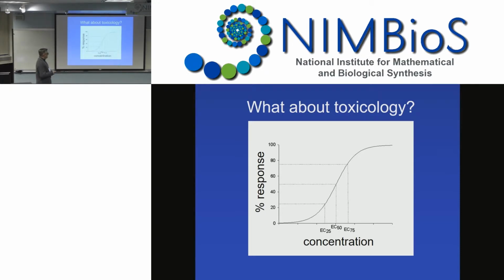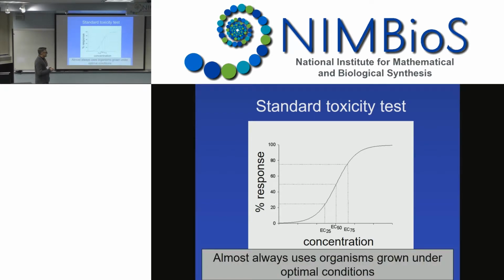You change the concentration, you see what percentage of your population of organisms is responding, so whether this is death rates or something like that. And then you use that to calculate an effective concentration or a lethal concentration. And generally, this is the standard toxicology test. Generally, you'd want to do this under an optimal condition.